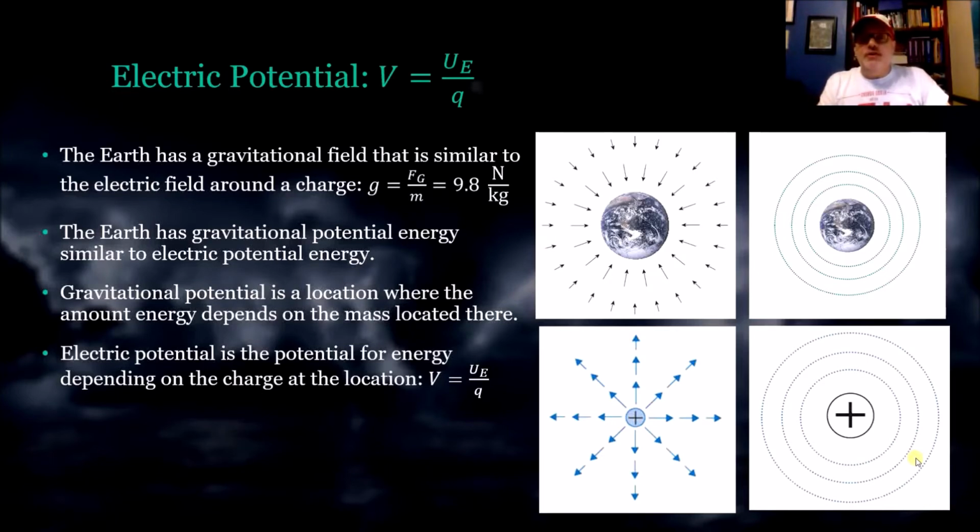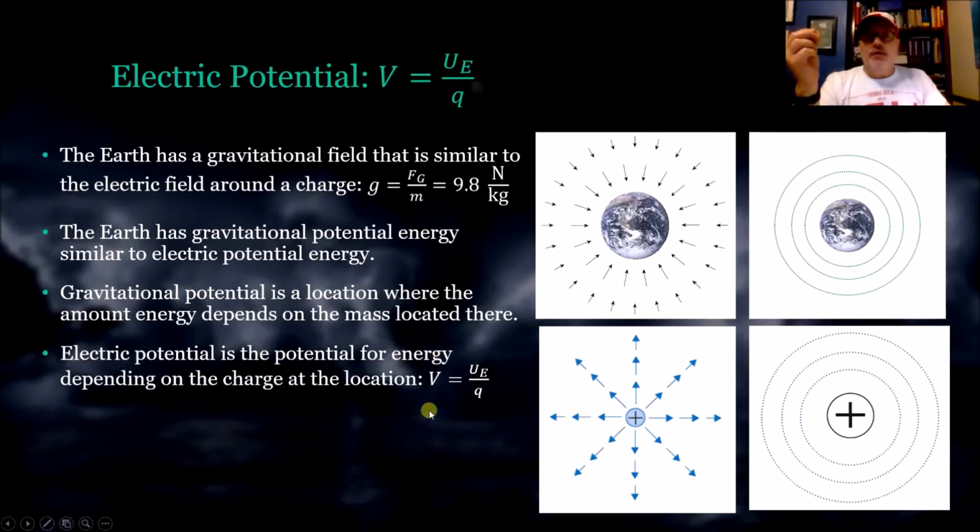Gravitational potential is a location where the amount of energy depends on the mass located there. For instance, this spot right here, if I put 10 kilograms of mass there, it'll have a certain amount of energy. If I put 1 kilogram of mass there, it'll have less energy. So it has a certain potential for energy based on that location. Electric potential is the same thing. It's the potential for electric potential energy based on the location and how much charge you place there.